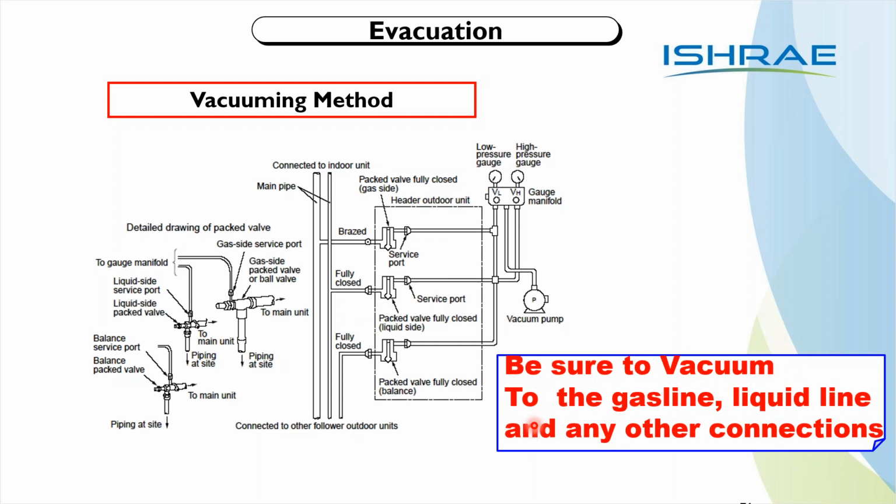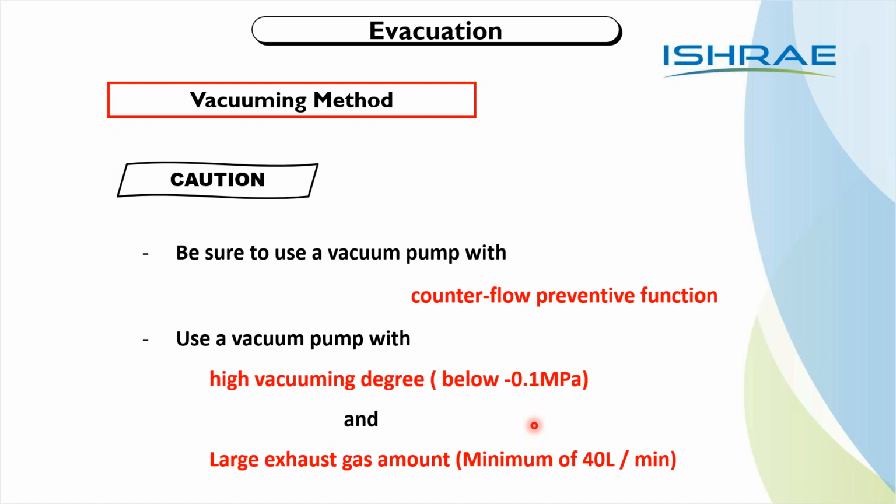So be sure that you vacuum both the suction line and the liquid line, and make sure that the entire system is evacuated, your entire piping is evacuated to 500 microns. Be sure to use a vacuum pump with a non-return valve or a solenoid valve, because since you need to evacuate for a long time, a VRF system takes about 7 to 8 hours for evacuation to achieve 500 microns.